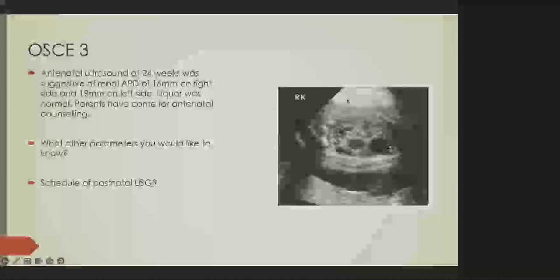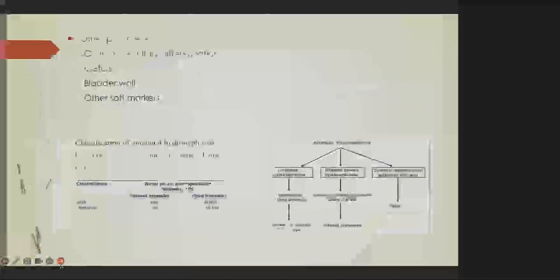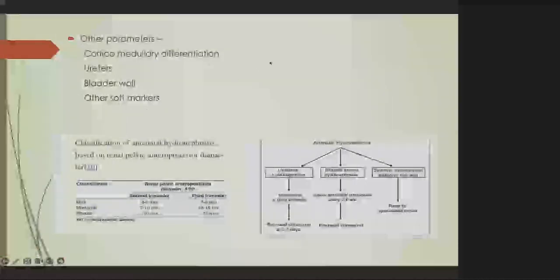Any answers? Yes, very good. Any schedule for the postnatal ultrasound? So I'm talking about postnatal. Yes. MCU. Okay, so the other parameter, as rightly answered, is corticomedullary differentiation.